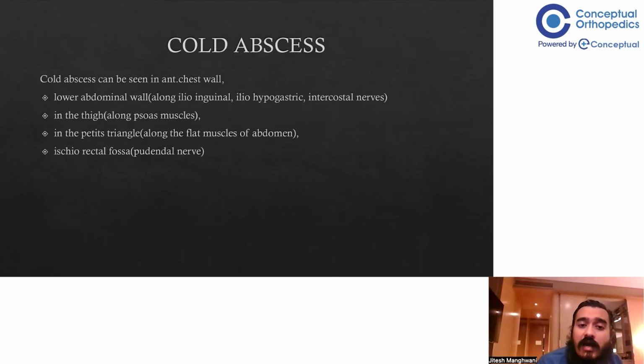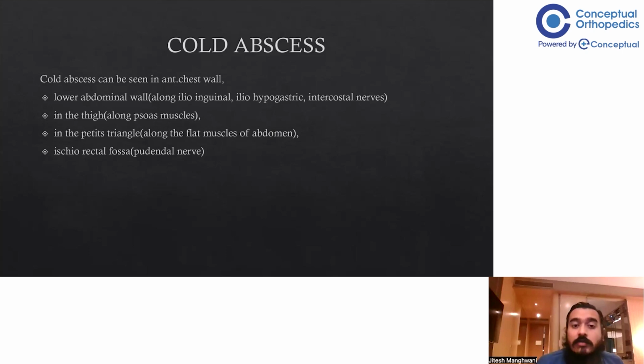Now, cold abscesses are the ones that generally go along the pathway of the nerve. So, in the areas where the nerve involvement is the same or the nerve supply is the same, those are the areas that are tracked via these cold abscesses. So these cold abscesses in the lower abdominal wall may travel via the ilioinguinal nerve, iliohypogastric nerve, or the intercostal nerves. In the thigh, they may travel via the psoas muscle. In the Petit's triangle, it comes along the flat muscles of the abdomen, and in the ischiorectal fossa, along the pudendal nerve.